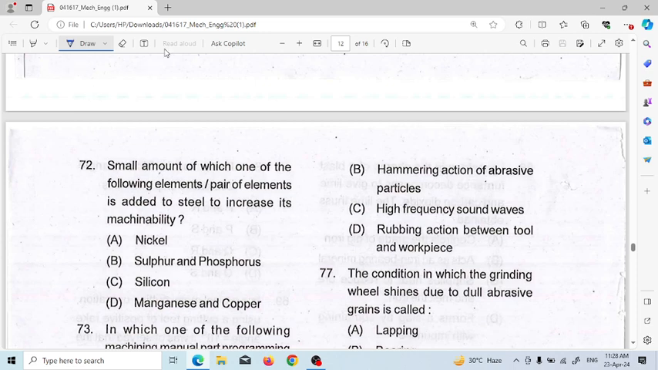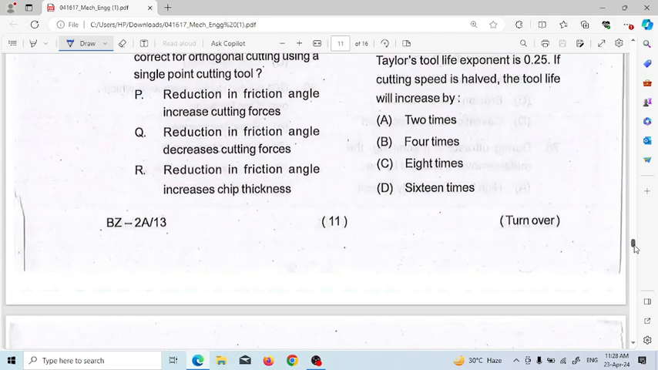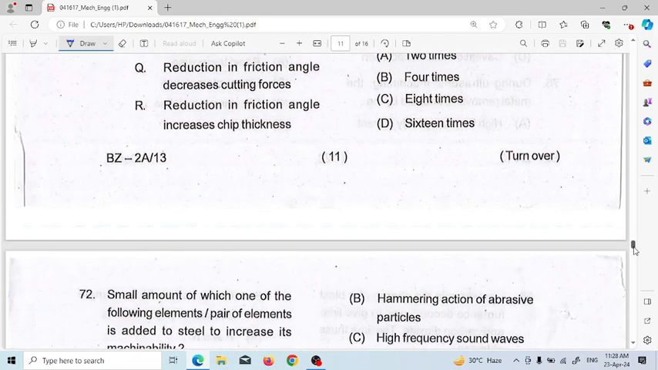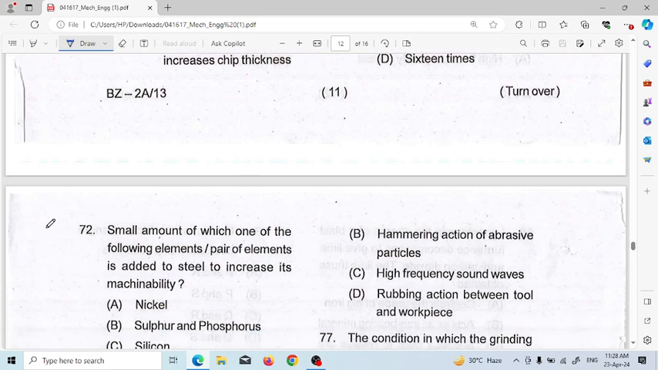So in the previous class we discussed up to question number 71. In this class we discuss question number 72 onwards.